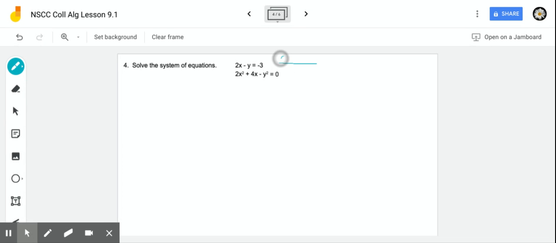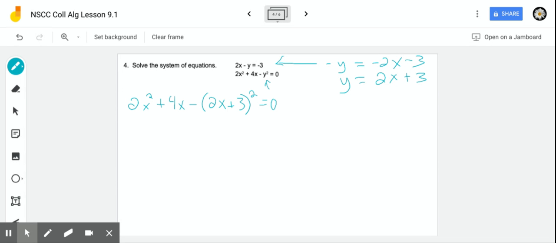So what we're going to do is we're going to solve one of these. I'm going to pick this top equation and solve it for y. So we have negative y equals negative 2x minus 3. And if we divide everything by negative 1, I get y equals 2x plus 3. I am going to plug that in here for y. So that'll give me 2x squared plus 4x minus (2x plus 3) squared equals 0.